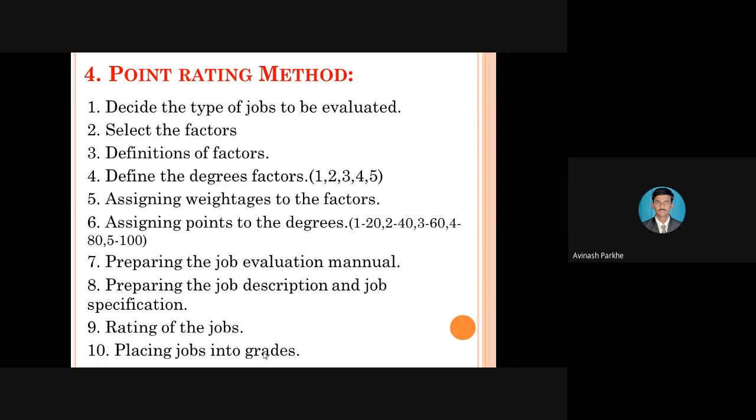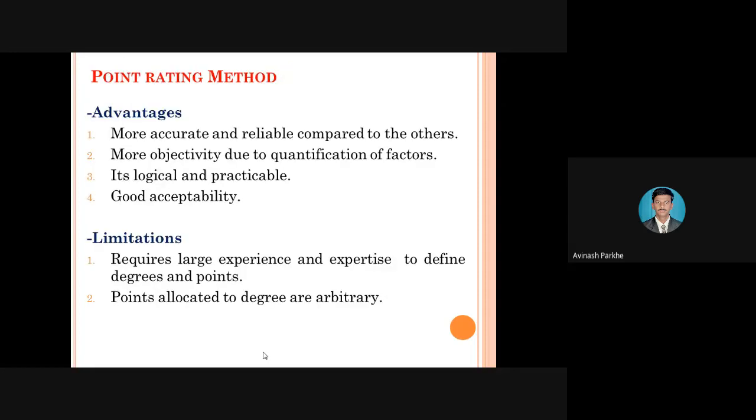So these are the 4 methods which are mostly used for job evaluation. So you have to keep these 4 methods in your mind, because based on this, the MCQ questions will be asked in the examination. So you have to keep these 4 methods at your tip of tongue. Okay, so this is about job evaluation. So these are the advantages I have given for the point rating. So more accurate and reliable, more objectivity during the quantification of the factor.